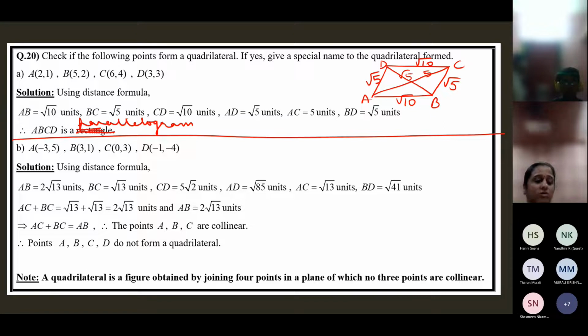ABCD is a parallelogram, children. Understood? Yes, ma'am. Very good. So is ABCD a quadrilateral? Yes, the points A, B, C, and D form a quadrilateral. And the special name is parallelogram. Please write that correctly.